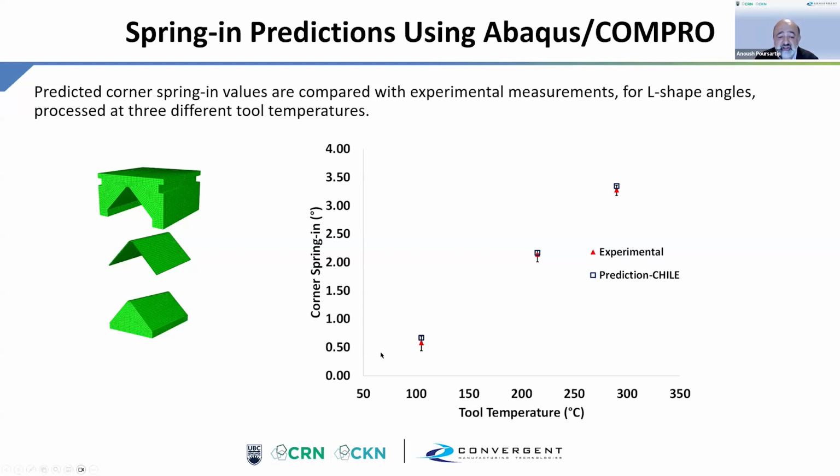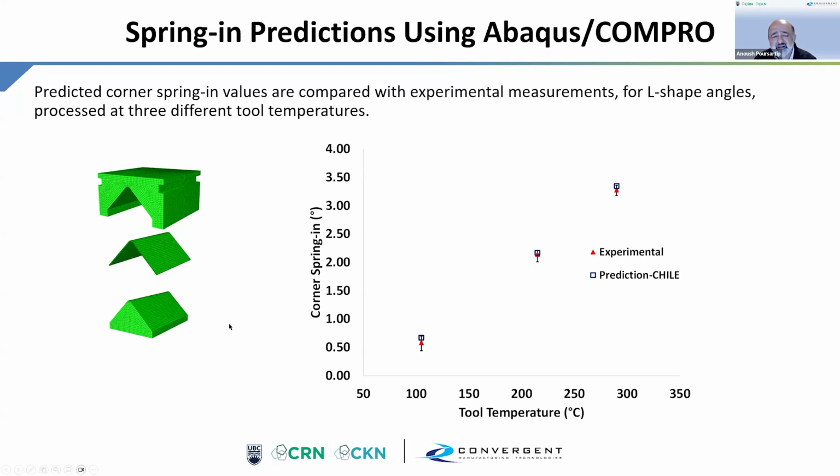And on the right, you can see the corner spring-in as a function of tool temperature, and you see the experimental results from the previous table in the red triangles with the error bars on them. And you see the simulation prediction for the simplest representation of the problem, which is the crystallization hardening instantaneously linear elastic model. And you can see that it captures it very well.